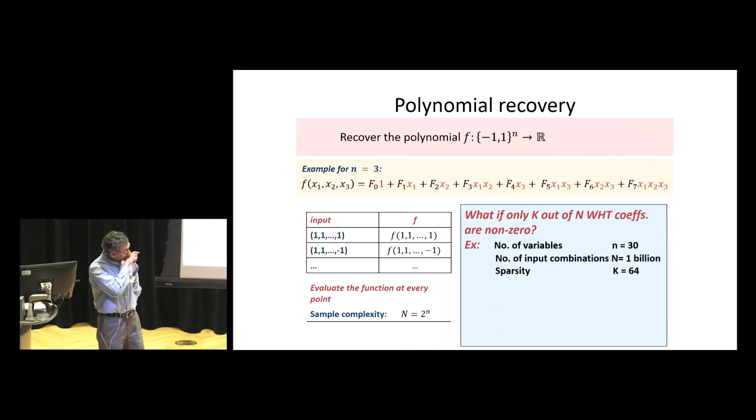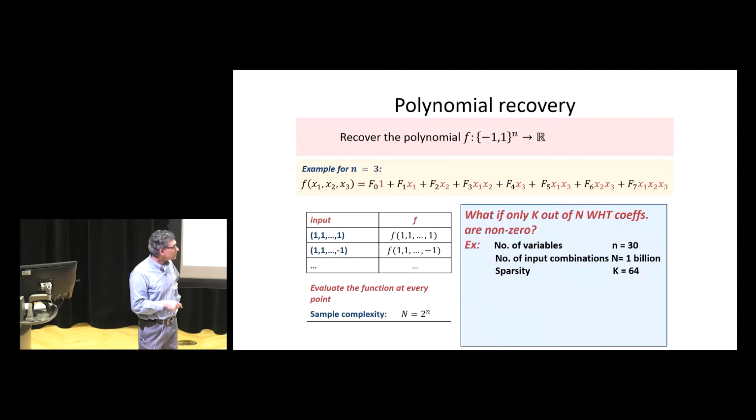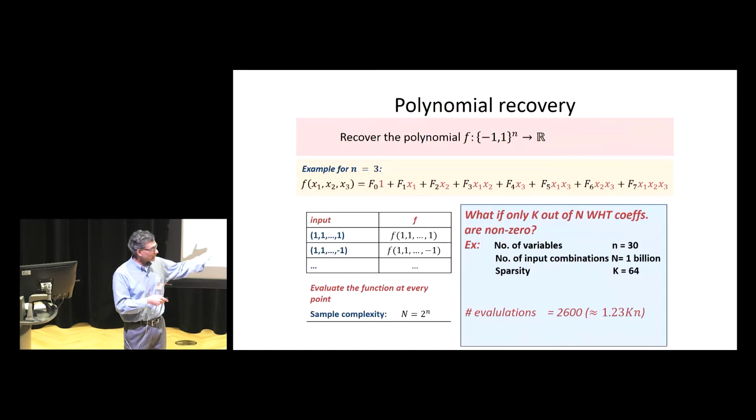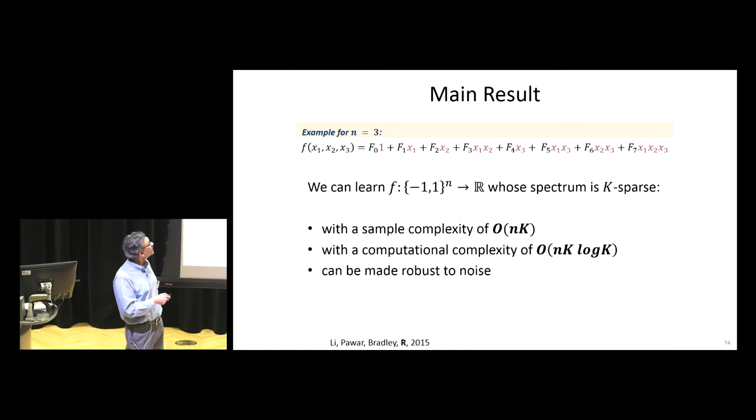So again, what if only k out of the N WHT coefficients are non-zero? So in this example, I want to show you have 30 variables, and the number of possible combinations, 2 to the n, is 1 billion. But let's say only 64 of these terms are significant. Then what do you do? Well, again, it turns out you can do it with about 2,600 samples. OK. So the main result is that you can, so this is the pseudo-Boolean function whose spectrum is k-sparse.